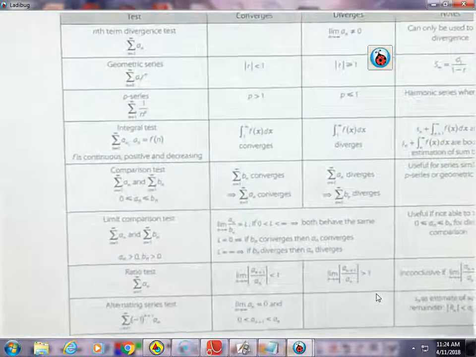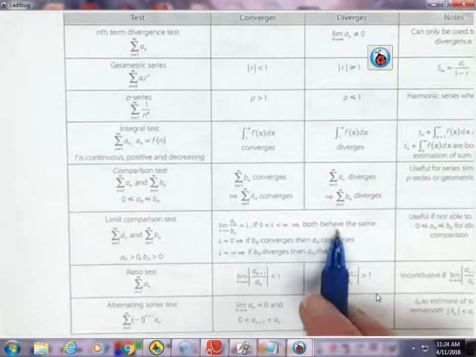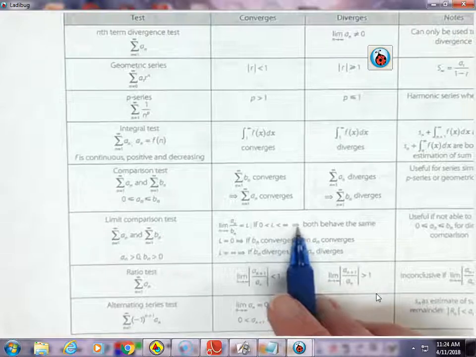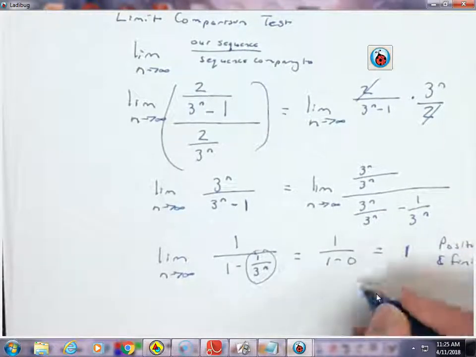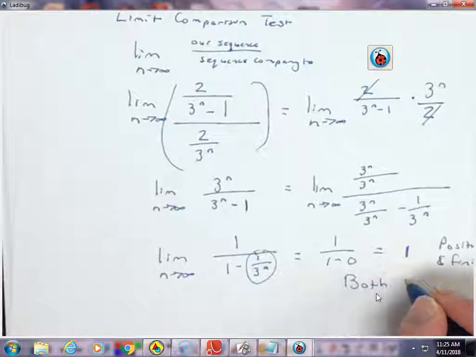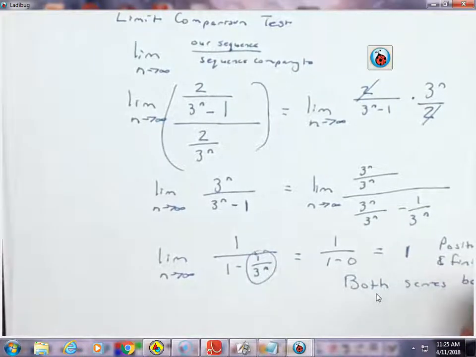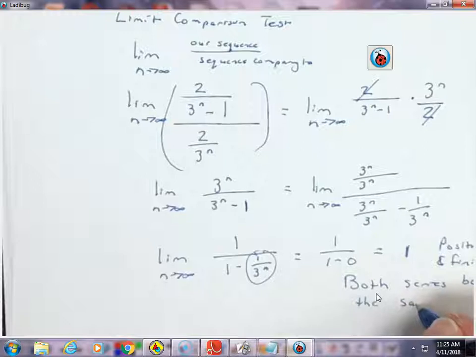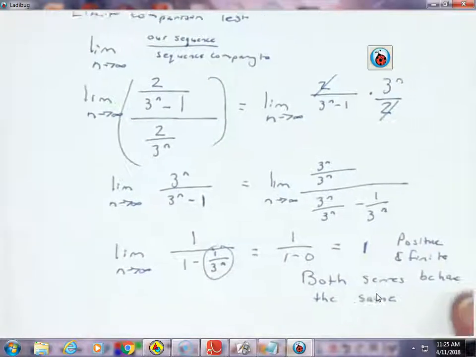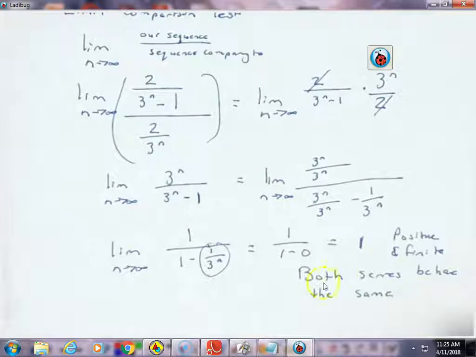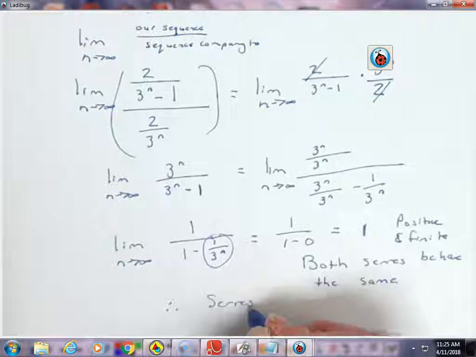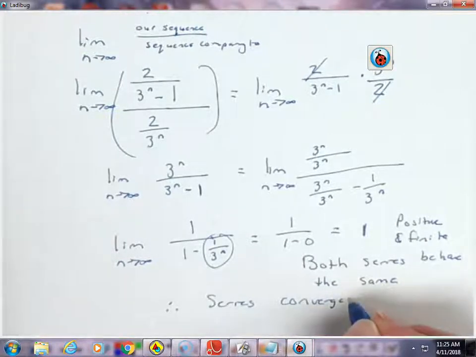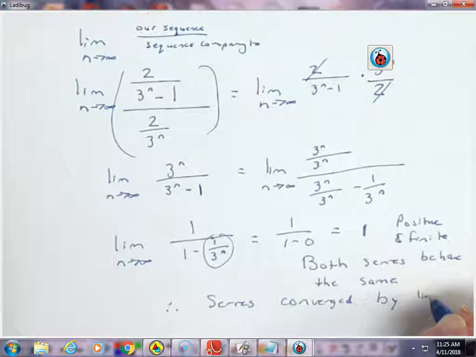Let me see what the rules are. Okay, turns out if the answer that I get is between 0 and infinity, well, we generally call that positive and finite. So if what you get is positive and finite, then both series behave the same. So in other words, your series behaves the same as whatever you were comparing to. Well, what you were comparing to was a geometric that converged, and so therefore our series converged by limit comparison test.